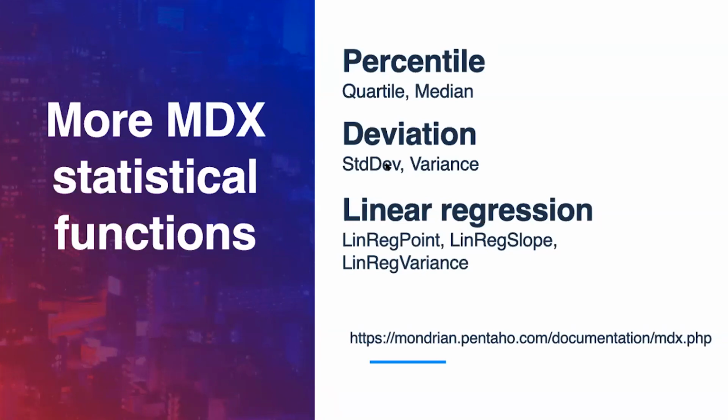So you can use this LinRegPoint, which is linear regression. You can have one single number calculating how steep the linear trend is. This is LinRegSlope, or you can also have a very interesting function, LinRegVariance, which shows the difference between each item and the linear trend.